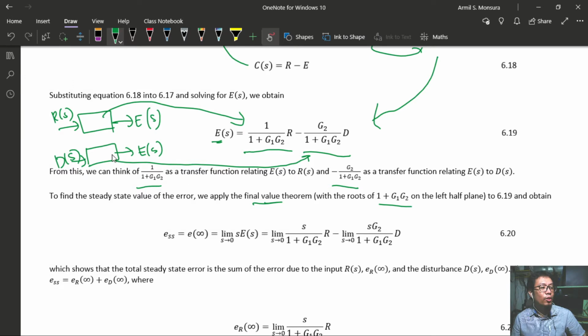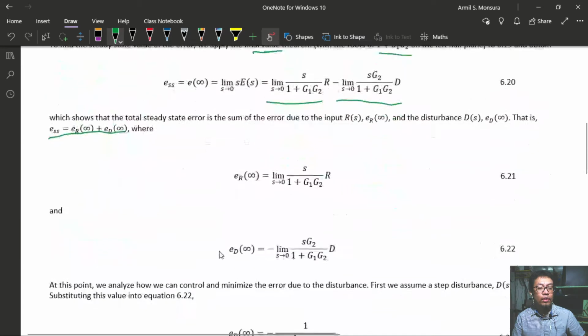Okay, so when we are trying to test this for stability, ang titingnan natin is yung roots ng 1 plus G1 G2. Okay, so now assuming na ma-apply natin yung final value theorem in that situation, we will have the following as your steady state error. So ito yung due to the input, at ito yung due to the disturbance signal. Okay, so yun na nga, we can rewrite that steady state error in terms of this.